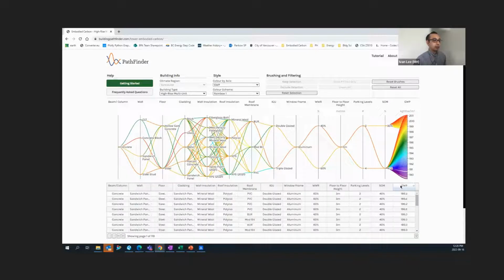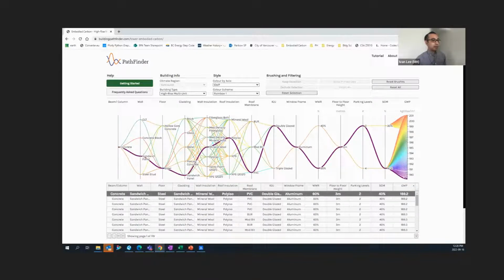And if I really wanted to, I can also sort it again and look at, in this case, if I do want the lowest GWP value with a concrete structure, it's telling me that the case that would work is if I had sandwich panel walls with a steel floor, and within the sandwich panel, I'm using mineral wool instead of a foam insulation. I should be using polyiso PVC for the roof, as well as double glazed aluminum framing for punch windows, and 60% window ratio, 2 levels of parking, and 40% SCMs. So yeah, that's basically it in a nutshell.